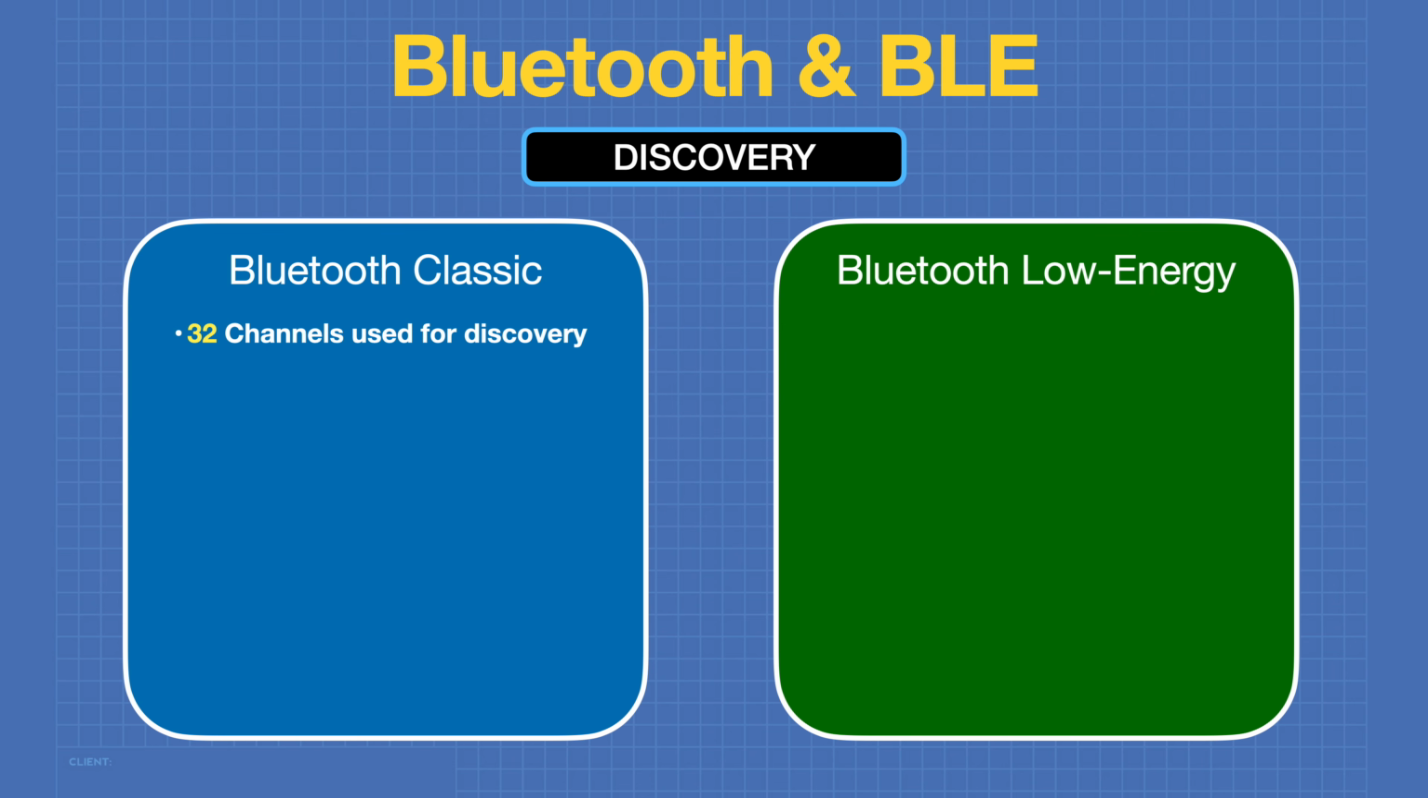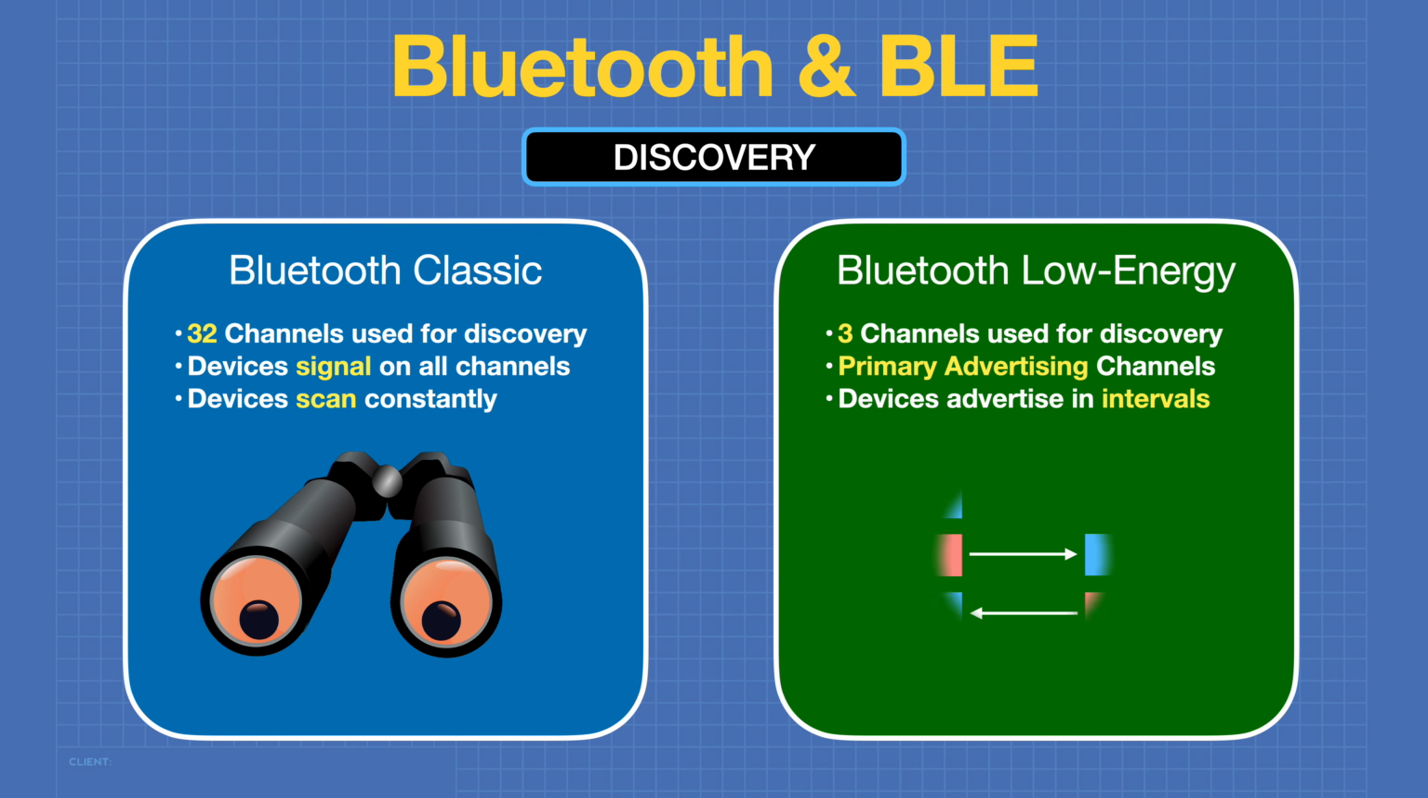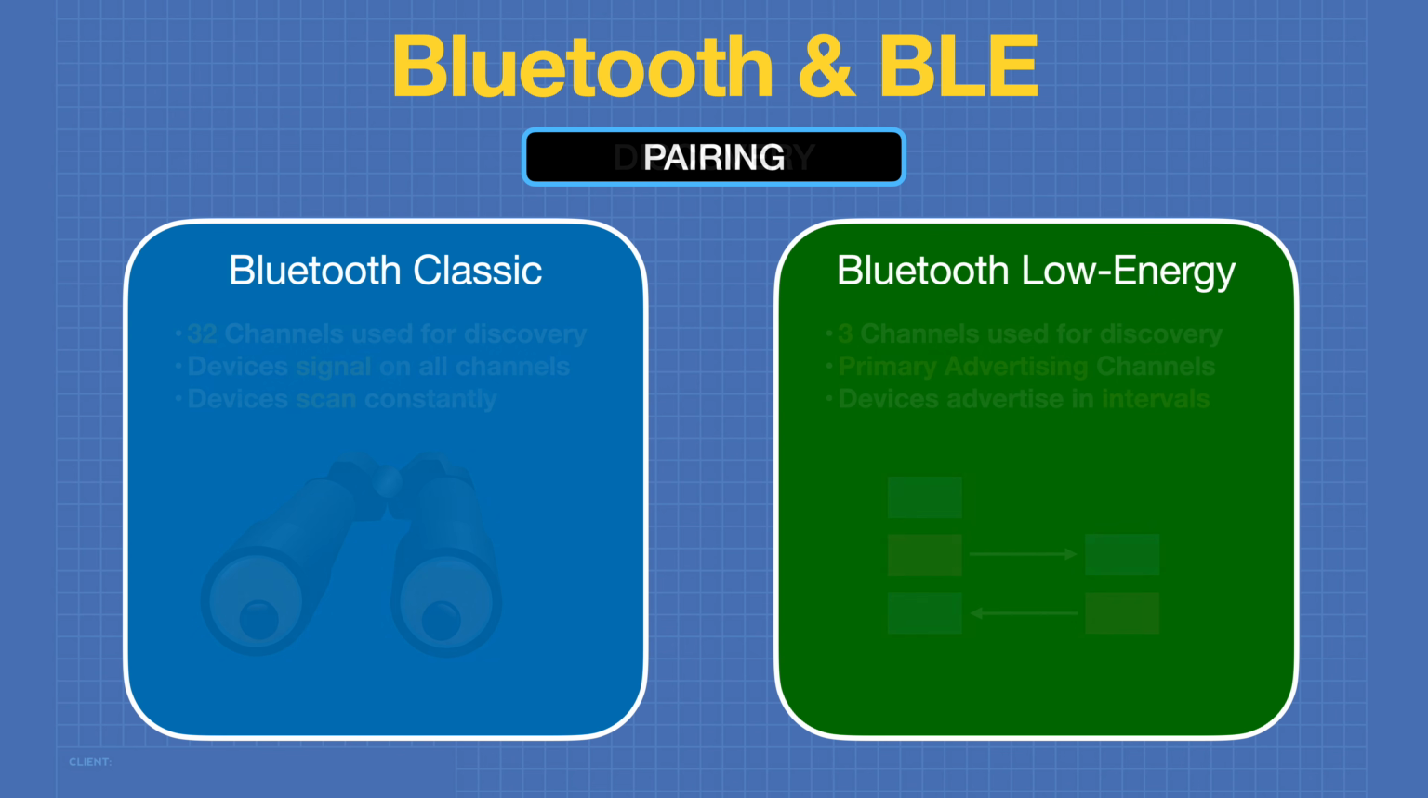In Bluetooth Classic, 32 of the channels are used for discovery. Bluetooth devices signal on all 32 channels. Bluetooth devices also scan constantly for other Bluetooth devices. In Bluetooth Low Energy, only 3 of the channels are used for discovery. These are called the primary advertising channels. Bluetooth Low Energy devices do not continually advertise. Instead, they advertise in intervals in order to save power.